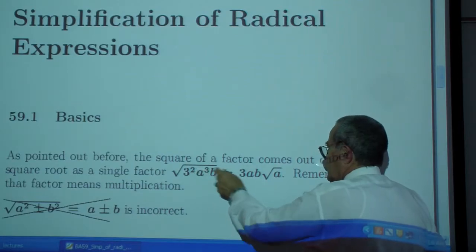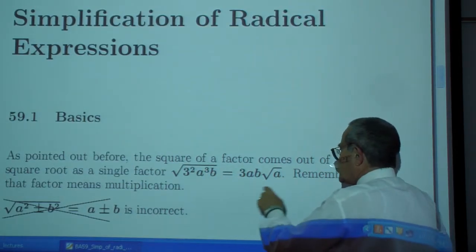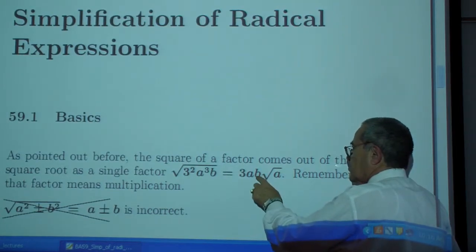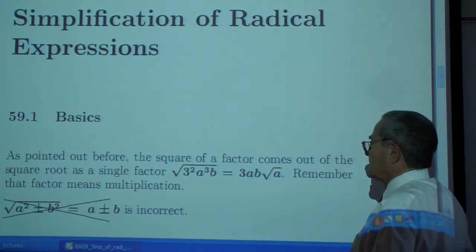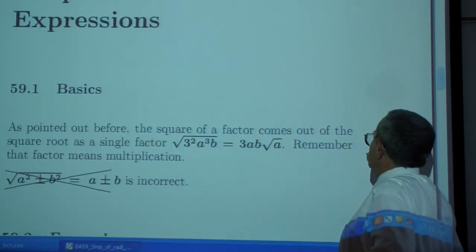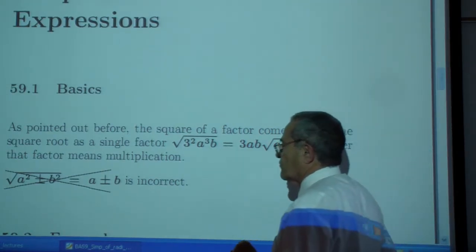The square root of a times a is a. There's an additional a left in here, and the b should still be under the square root sign. That's a misprint unless that was supposed to be b squared. Okay. Remember that factor means simplification, and be careful.